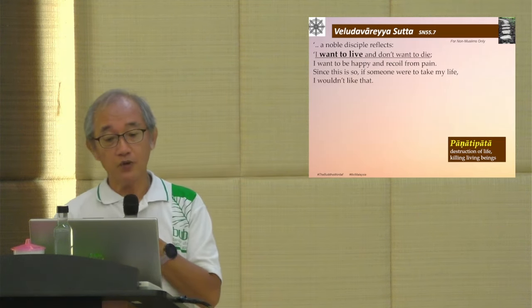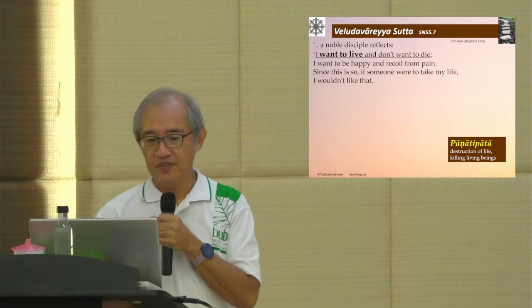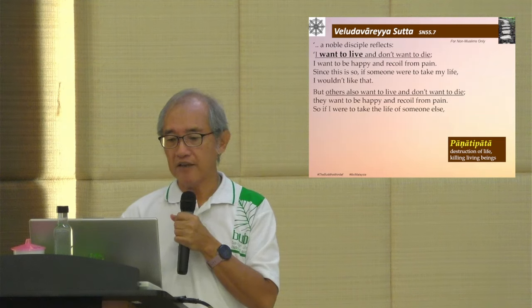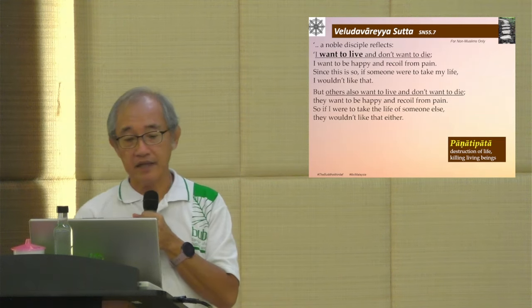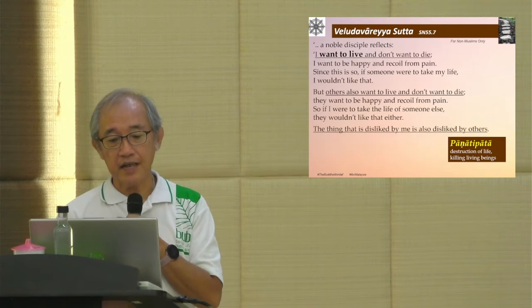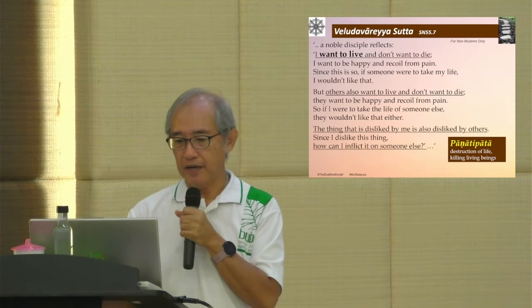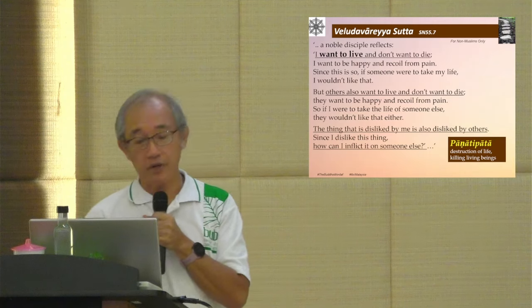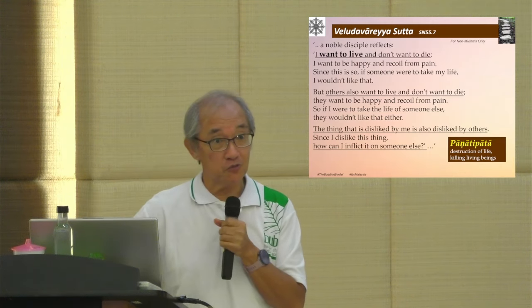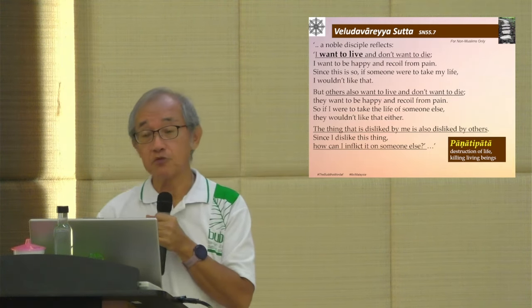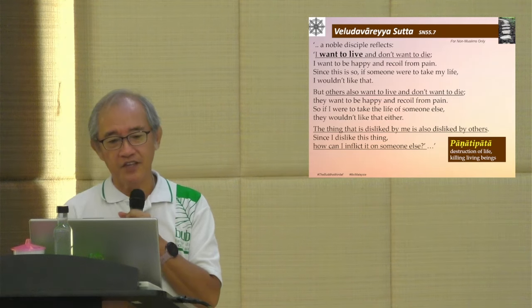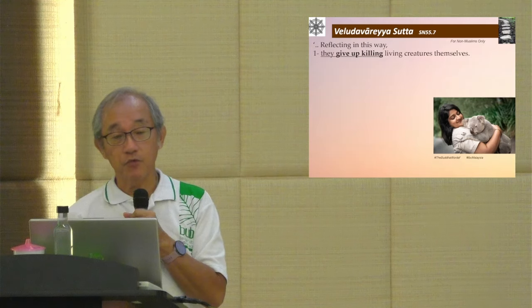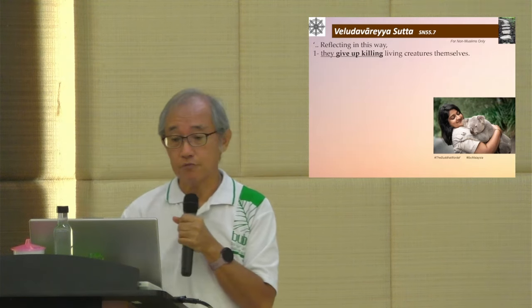But others also want to live and don't want to die. They want to be happy and recoil from pain. So if I were to take the life of someone else, they wouldn't like that either. The thing that is disliked by me is also disliked by others. Since I dislike this thing, how can I inflict it on someone else? So this is one reason why you don't want to kill living beings. You want to practice abstention. So reflecting in this way, they themselves give up killing, which is the first precept which we committed to observing.